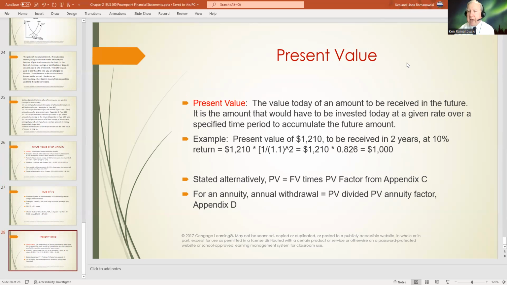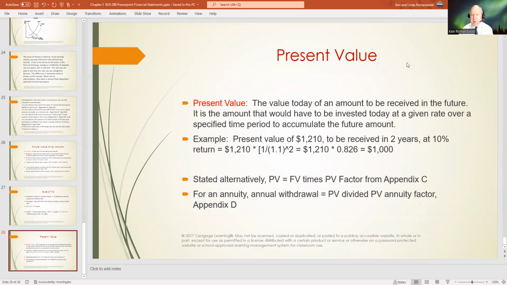We've been talking about the value of something in the future. Well, suppose you knew what the value was in the future, but now you want to bring it back to the present time. And when you're doing a number of analyses, you want to use the present value. Okay, so it's easier to compare one decision versus another when you bring everything back to the present value. So what is present value? Well, it's the value today of an amount that is to be received in the future. It's the amount that would have to be invested today at a given rate over a specified period of time to accumulate to the future amount.